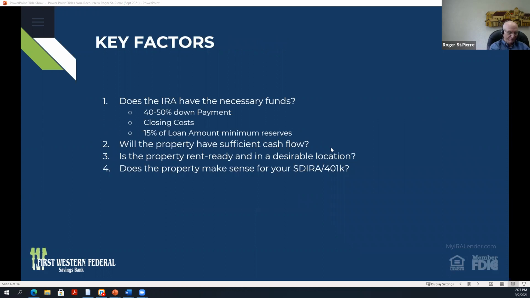So there's typically in the residential world, personally, you have down payments often around 20%, sometimes less. In the IRA world, on the other hand, we require considerably more down. The typical down payment is 40%, not just 20.